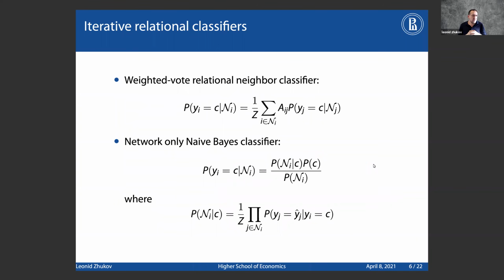Now, the brute force method, the easiest method of classification, is the following. Actually, guys, what do you think is the easiest way to solve this classification problem, to propagate labels across the graph? What would be the easiest way, the most intuitive?